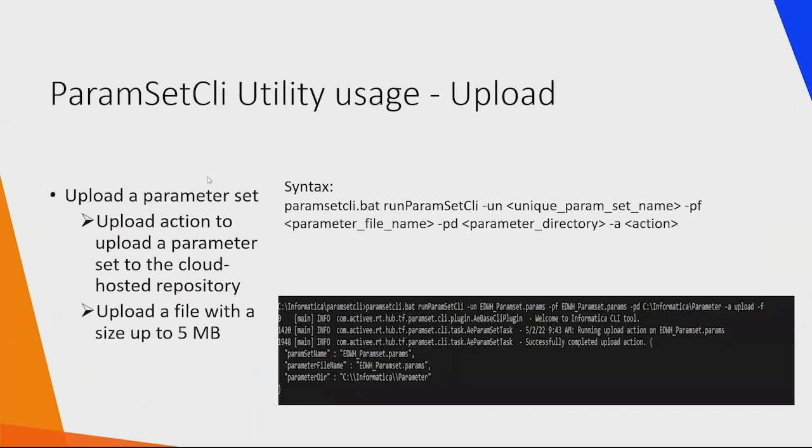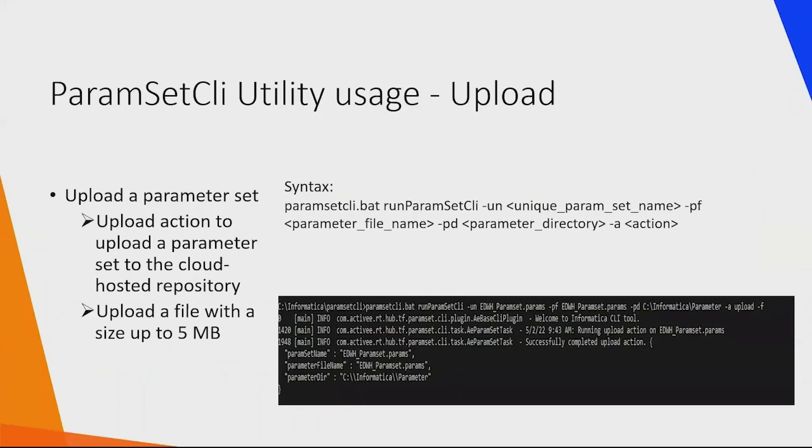So this param set CLI utility, what is its use, right? I told you there are different options that we have: we can upload the parameter set with this utility, we can download, we can list, and we can delete. So let's see each one of them. With the upload, you can use this param set CLI utility to upload a parameter set to the cloud hosted repository using this command. I mentioned the command over here, and using this command, we can upload it to the hosted repository.